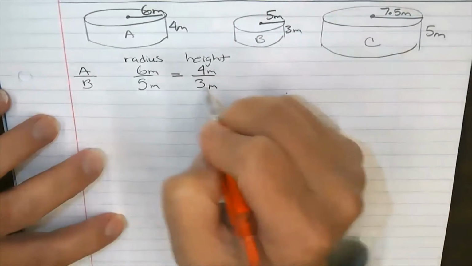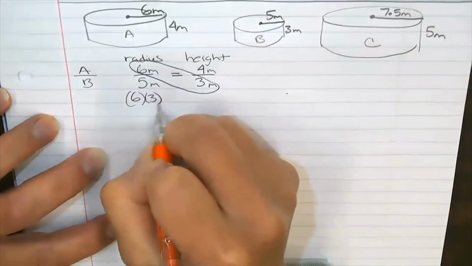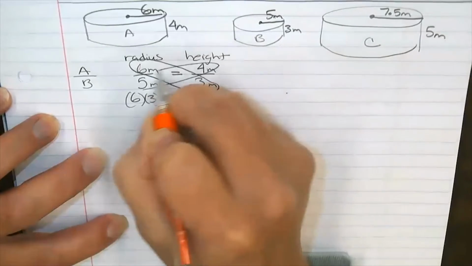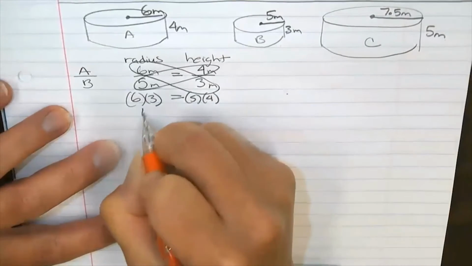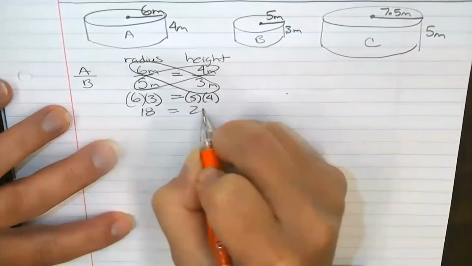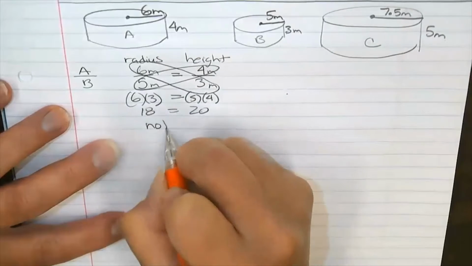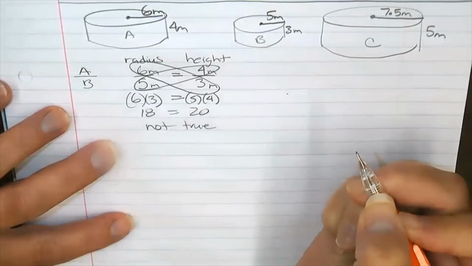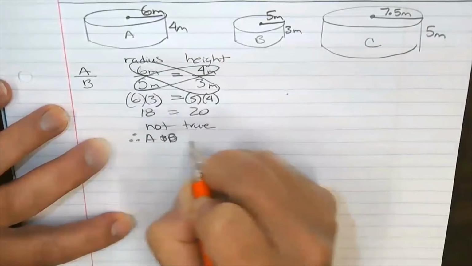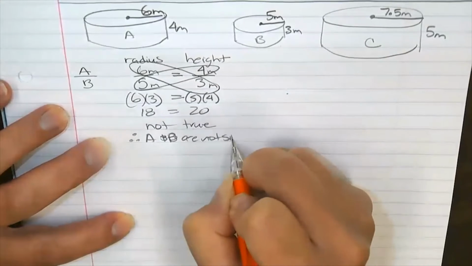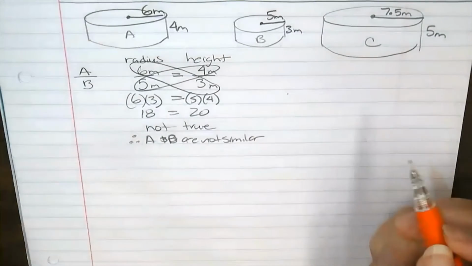Okay, to test equivalent fractions, we cross multiply. So we have 6 times 3 should be equal to 5 times 4. 6 times 3 is 18. 5 times 4 is 20. Whoa! 18 does not equal 20. This is not a true statement. Therefore, A and B are not similar. So A and B are not similar.